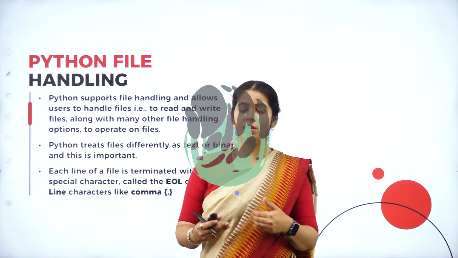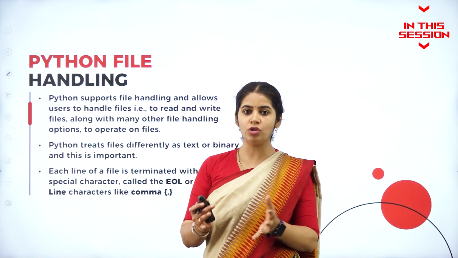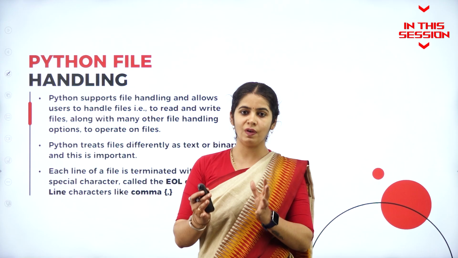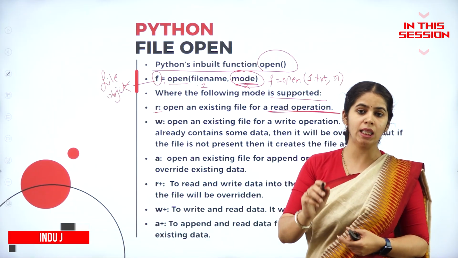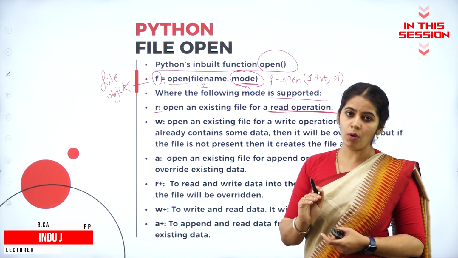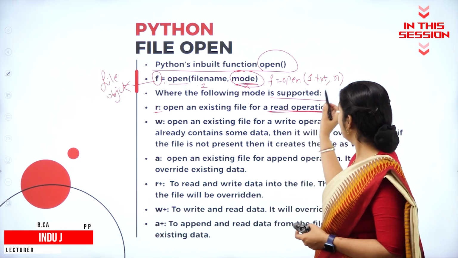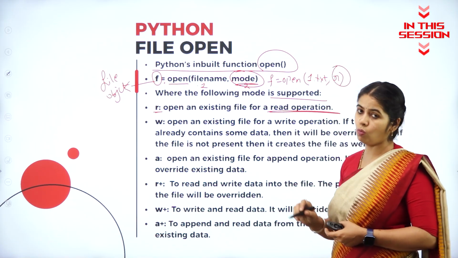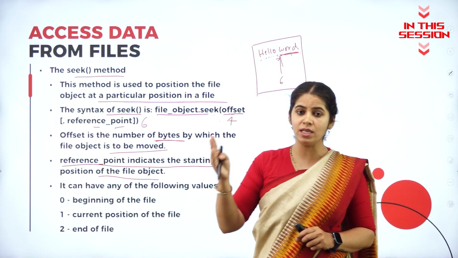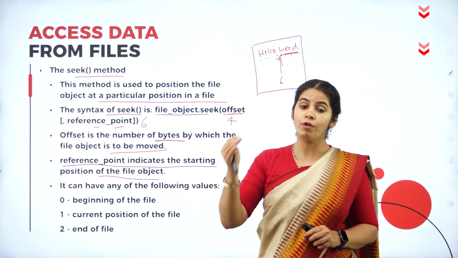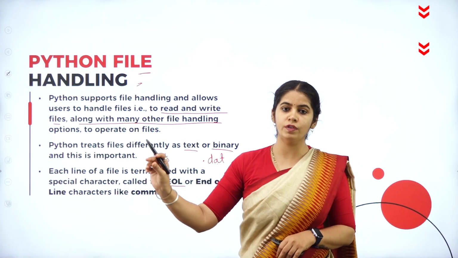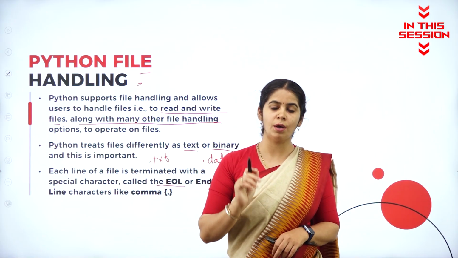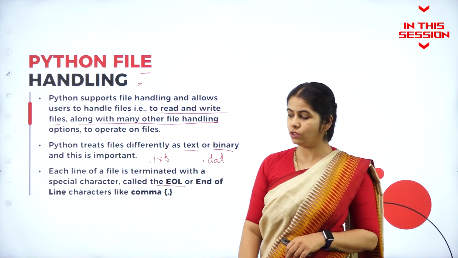Whichever program is supposed to execute will be fetched onto the RAM. Once it is fetched onto the RAM, the execution will start. Only to read the content of the file, I am opening the file. So that is nothing but the accessing mode. What is offset? How many bytes I have to move, that is offset. From which point I have to move, that is the reference point. Each line of the file should always terminate, specifying the end of line.